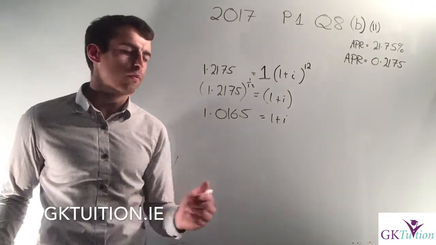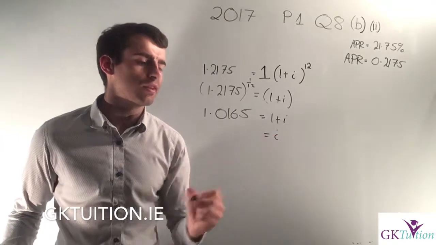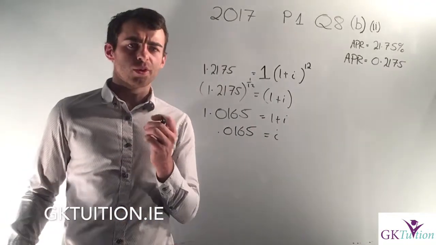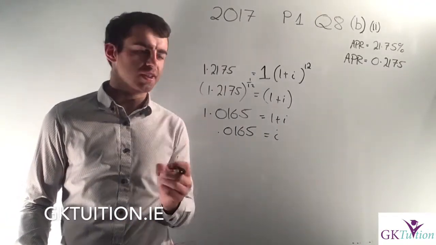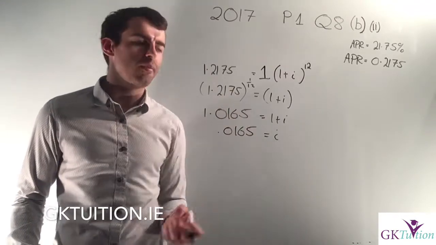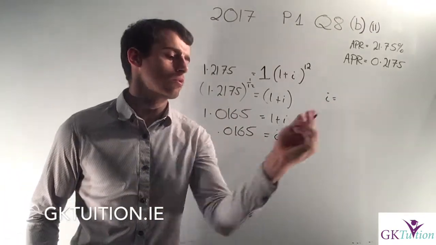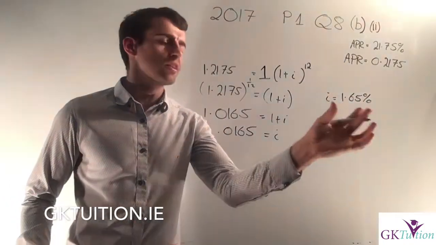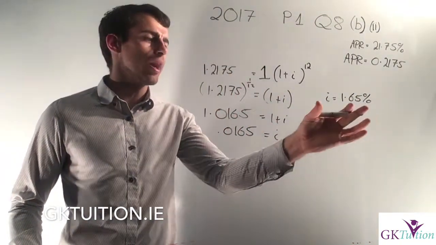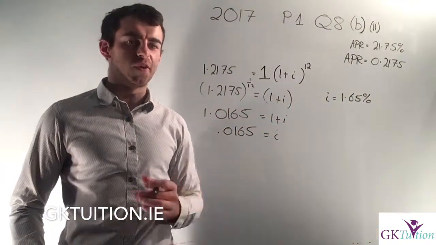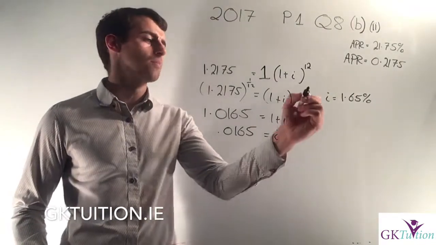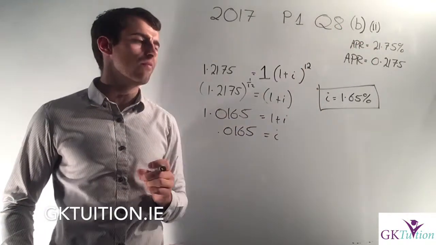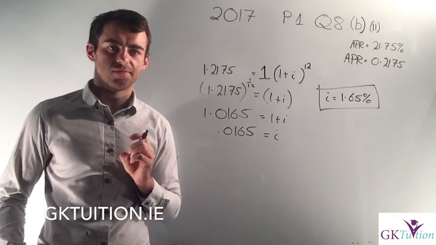So if I subtract 1 from both sides, that means that the monthly interest rate as a decimal is 0.0165. But the question asked me to get the monthly interest rate as a percentage. So to get it as a percentage, I'm going to multiply by 100, which gives 1.65%. And that's the three significant figures. So again, always go back and make sure you leave it in the right form. 1.65 is three significant figures, and I have it as a percentage. So the monthly interest rate, equivalent to a yearly interest rate of 21.75%, is 1.65%.